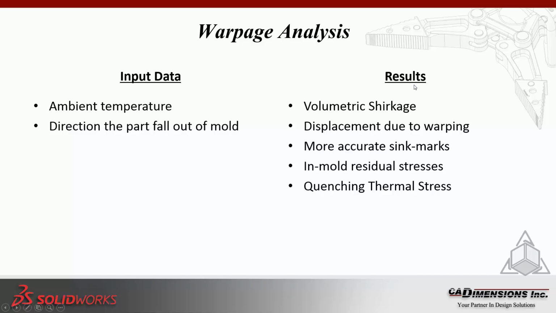In terms of results, we get much better volumetric shrinkage. So again, you've seen we have volumetric shrinkage at the filling phase and the packing phase, and now we can even get it from the warpage analysis. Displacement due to warping, of course, right? When you warp, it can either displace more in the X direction or Y direction, and you need to be able to see that. More accurate sink marks. As I mentioned before, the sink marks we get from the fill analysis are more conservative. This one gives you more realistic results based on the warpage as well. Also residual stresses, which is what is causing the warpage. You'll be able to see where the highest stress areas are, and of course the quenching thermal stress.